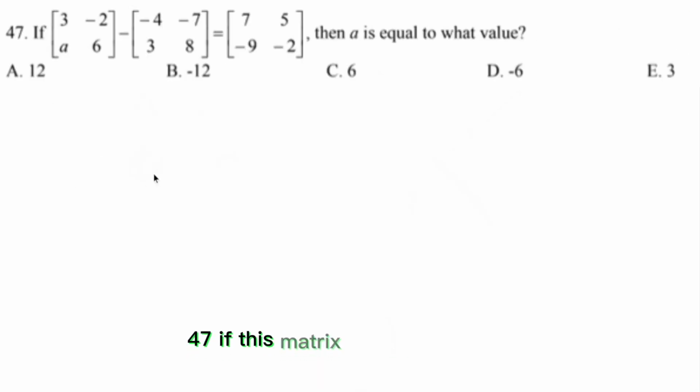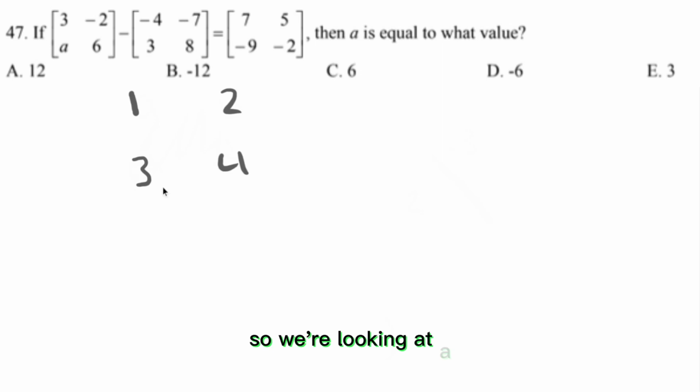47. If this matrix equals 7, 5, negative 9, negative 2, then A is equal to what value? Alright, so this is about positions. So in one box, you have a 1, a 2, a 3, and a 4. You have 4 values, right? So we're looking at A, which is the third value. So in each box, whatever the third value is, that creates one equation.